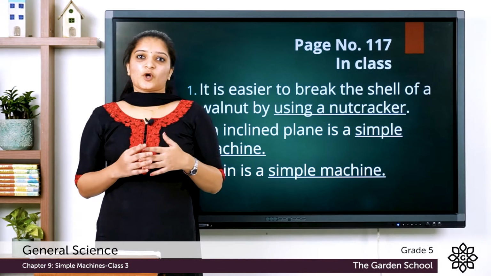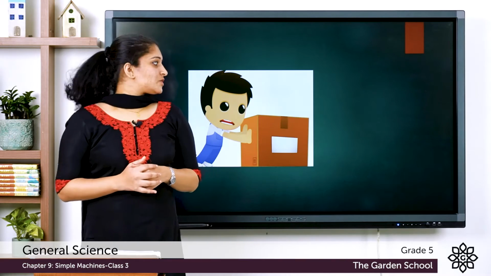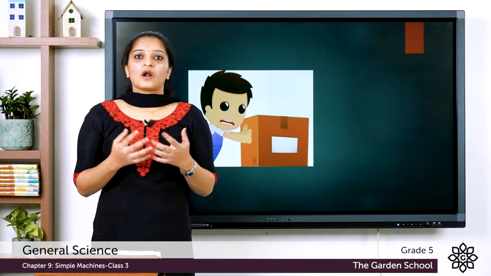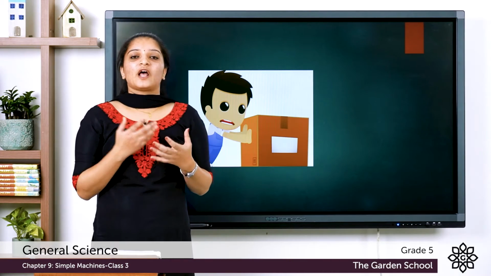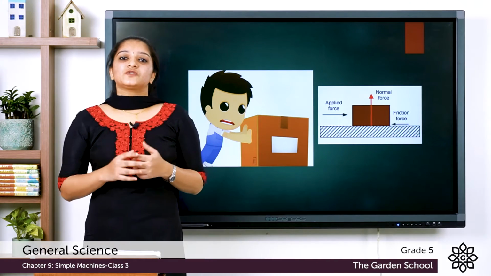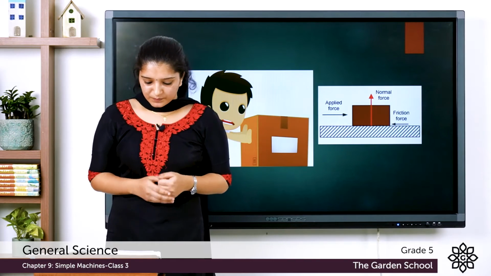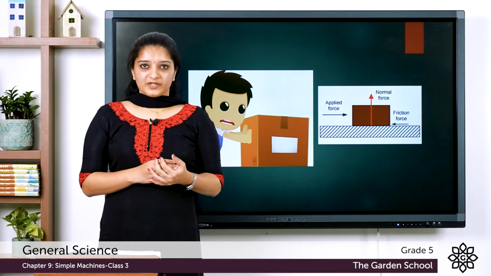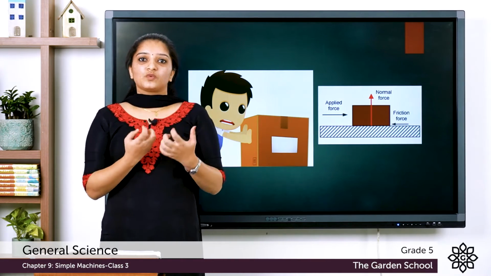That was all about the topic wedge. Now let's get into the next topic. So students, have you ever seen a person pushing a heavy box, or have you tried to push a heavy box? When we try to push a heavy object, there are basically two forces acting on the object. The first one is frictional force and the second one is gravitational force. Frictional force is the force resisting motion of the object on the ground, and gravitational force is the force that pulls the object towards the ground.